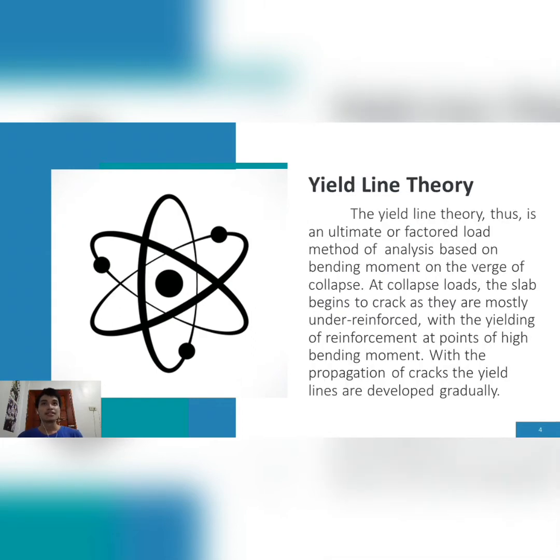Yield line theory. The yield line theory thus is an ultimate or factored load method of analysis based on bending moment on the verge of collapse. At collapse loads, the slab begins to crack as they are mostly under-reinforced, with the yielding of reinforcement at points of high bending moment. With the propagation of cracks, the yield lines are developed gradually.